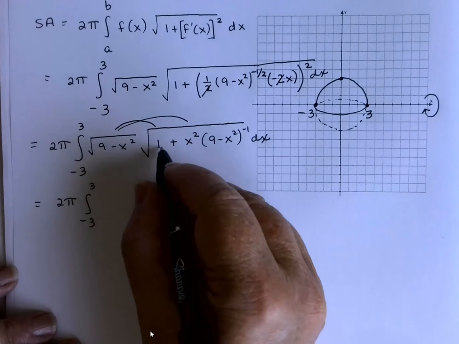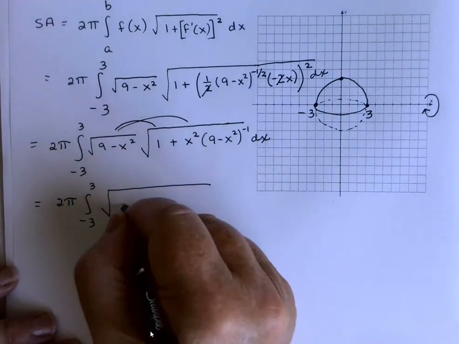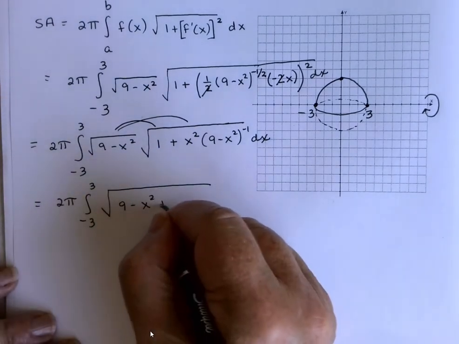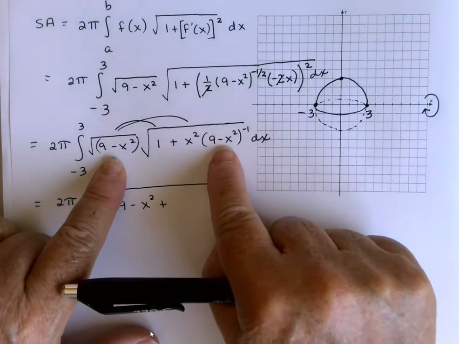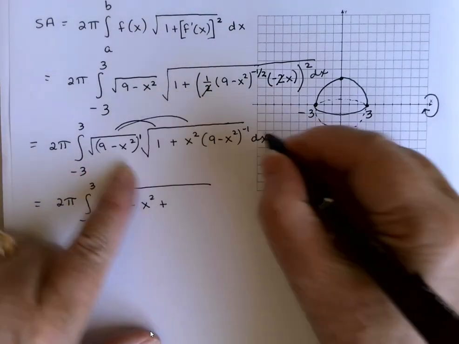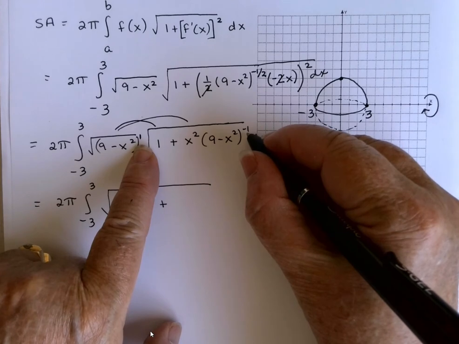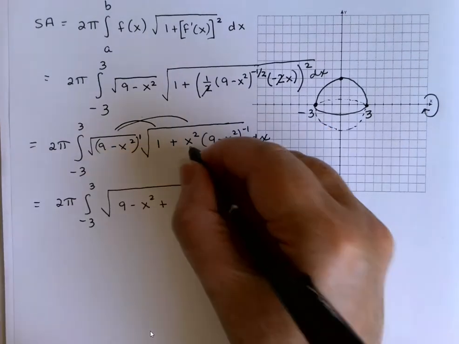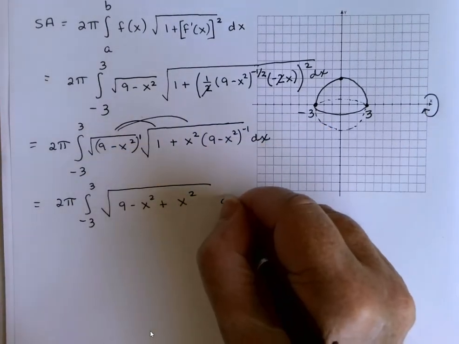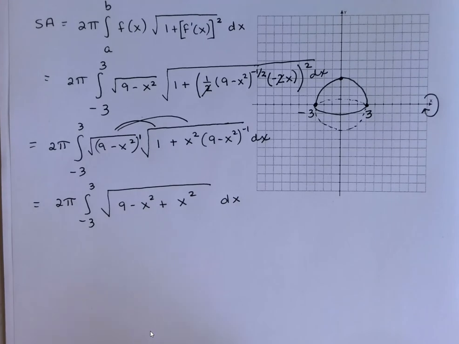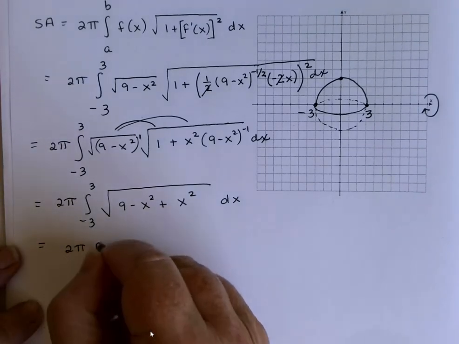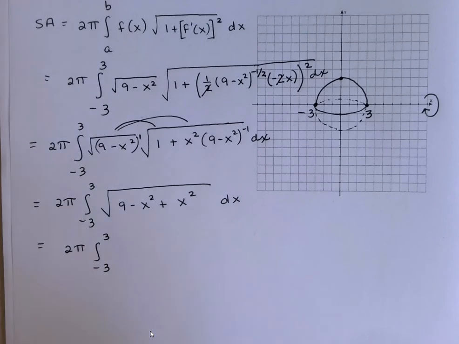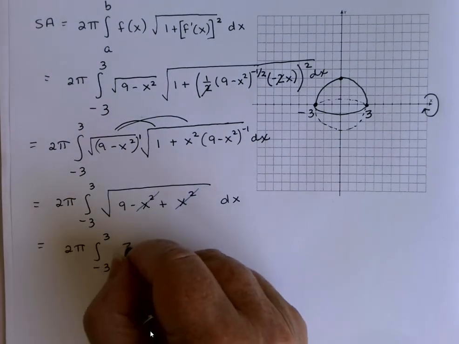So let's see, I'll have 9 minus x squared times 1 is 9 minus x squared, plus 9 minus x squared times 9 minus x squared to the negative first. When I add those exponents, I just get the 0 power, or 1, and all that's left there is the x squared. Well, this one's simplifying awfully nicely. Of course, the minus x squared and the plus x squared add up to 0. And under my radical, I've just got the square root of 9, or 3.